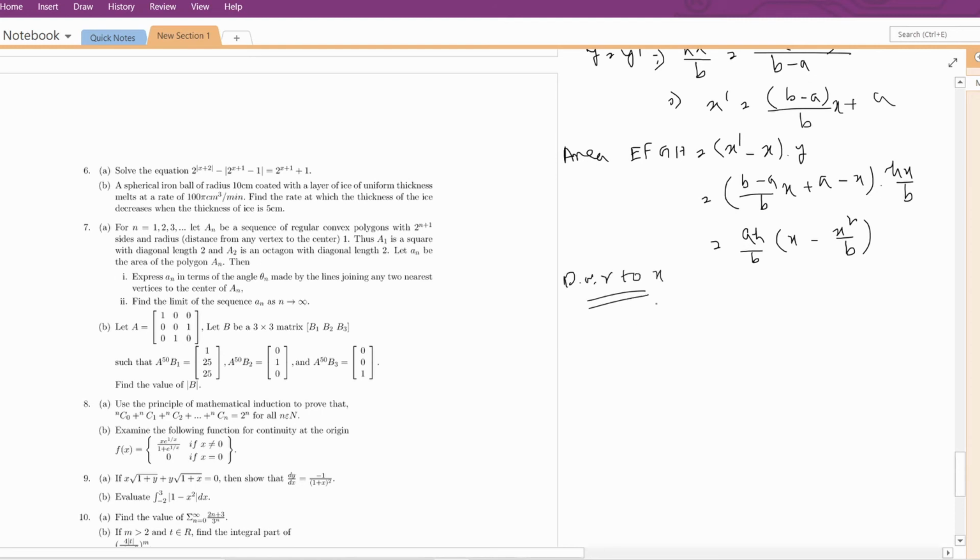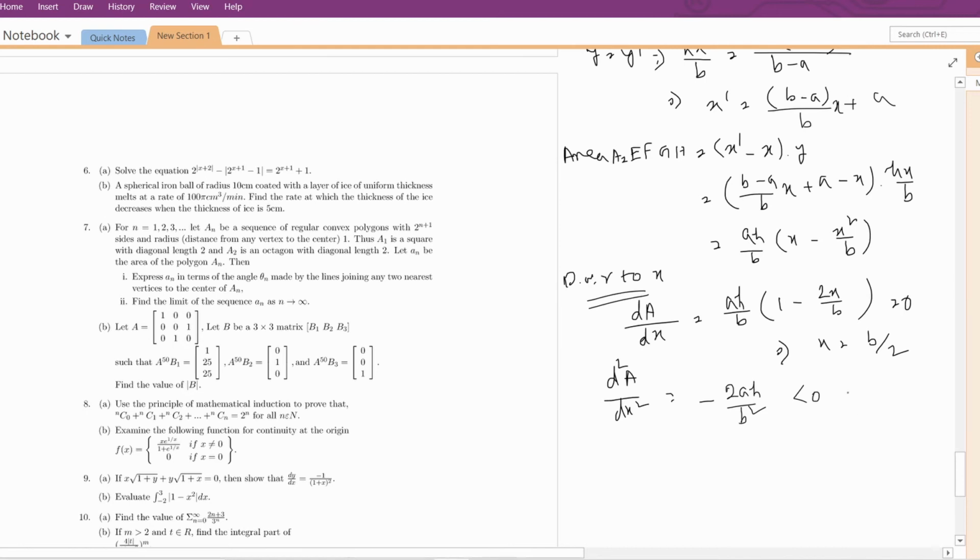Suppose this area is A. Then we get dA/dx equal to h by b times (1 minus 2x by b). If we make it equal to 0, then we get x equal to b by 2, and if we again perform the derivative, we get minus 2ah by b square, which is less than 0. So at x equal to b by 2, the area is maximum.